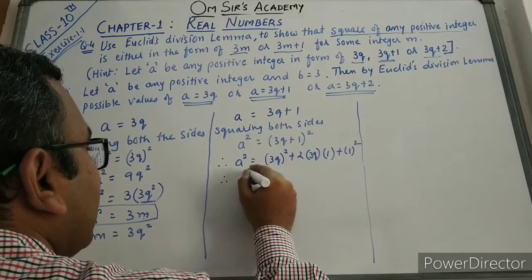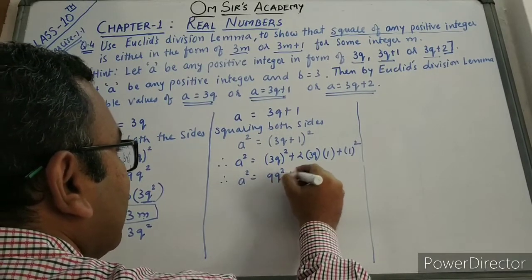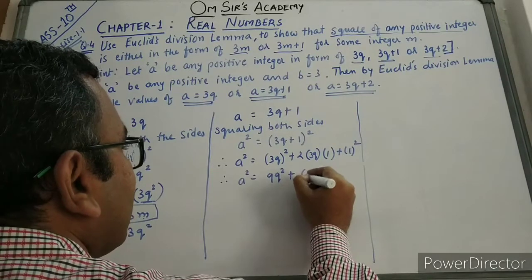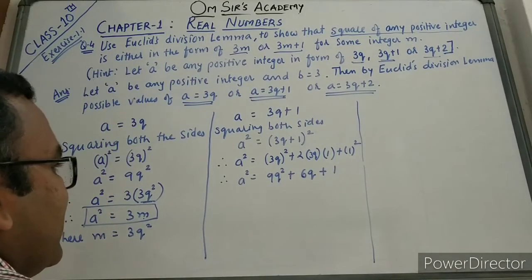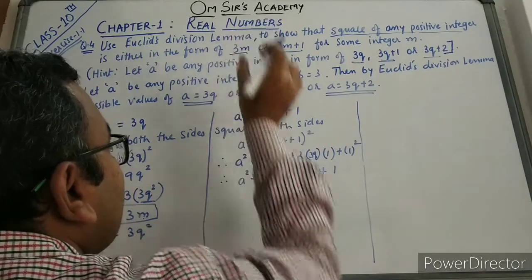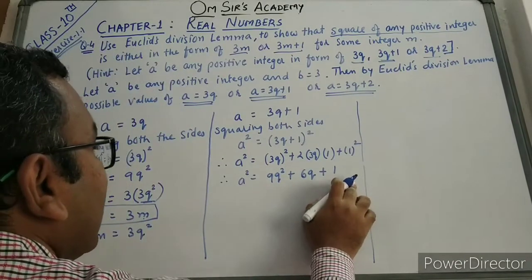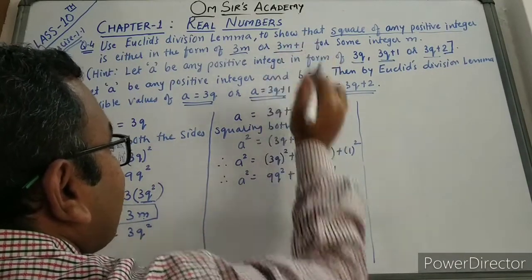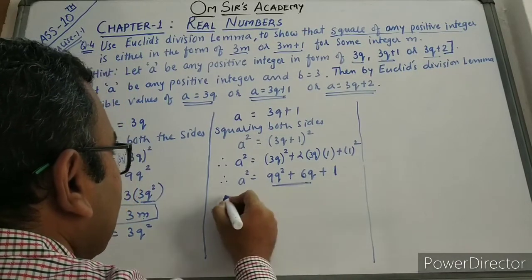तो ये आइडेंटिटी हो जाएगी क्या? 3q the whole square is what? 9q square plus 2 into 3q into 1 is what? 6q plus 1. Now in this case what I can find is I cannot get the value of 3m. Why? Because there is no 3 common in all these 3 terms. Okay, but I can try for 3m plus 1. Why? Because लास्ट में 1 आ रहा है, तो इन दोनों में 3 कॉमन निकाल लेते हैं अपन.